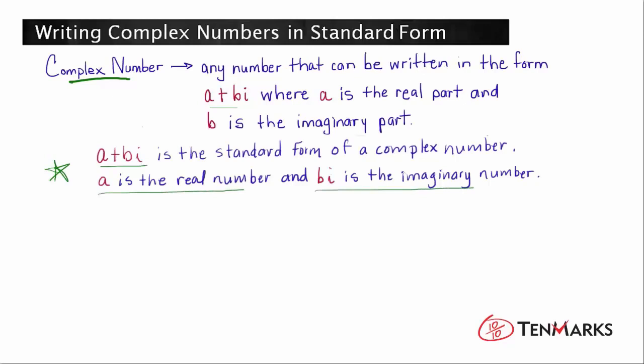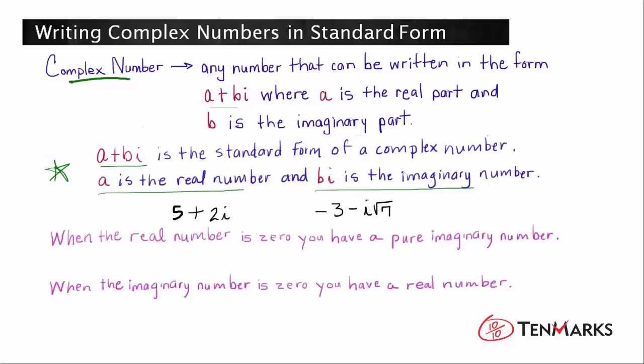Usually when you see a complex number written in standard form, you see the two numbers. For example, you'll see the 5 and the 2i, so 5 plus 2i, and the real number will be the 5, the imaginary number is the 2i. Or you could see, for example, negative 3 minus i square root of 7. In this case, the real number is the negative 3, and the imaginary number is negative i square root of 7.